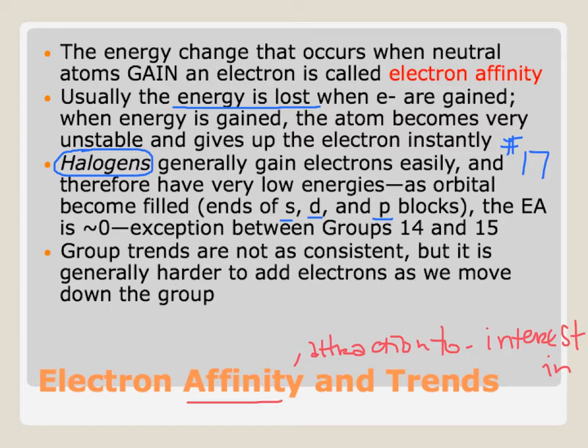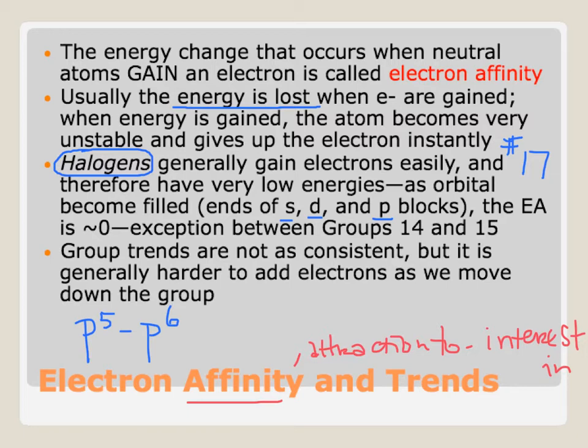So the halogens really want to get an electron from another atom to get up to a full p block, to go from p5 to p6. And so they have a really strong affinity. They really want to take electrons anytime they can, because it makes them more stable and it fills up their outer shell. So halogens have the highest electron affinity in the periodic table.